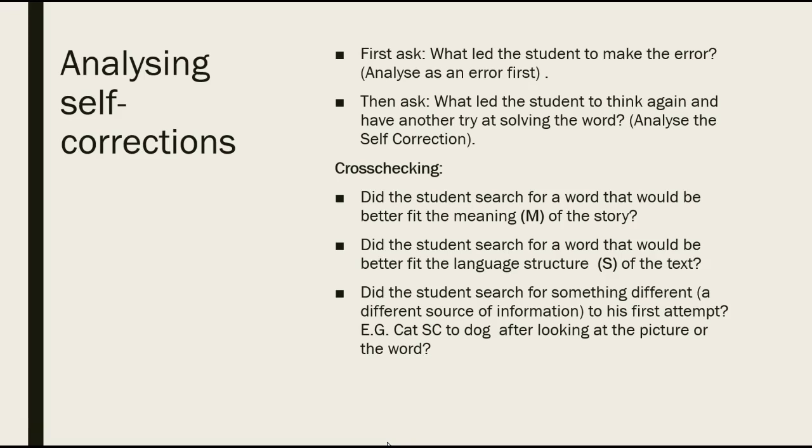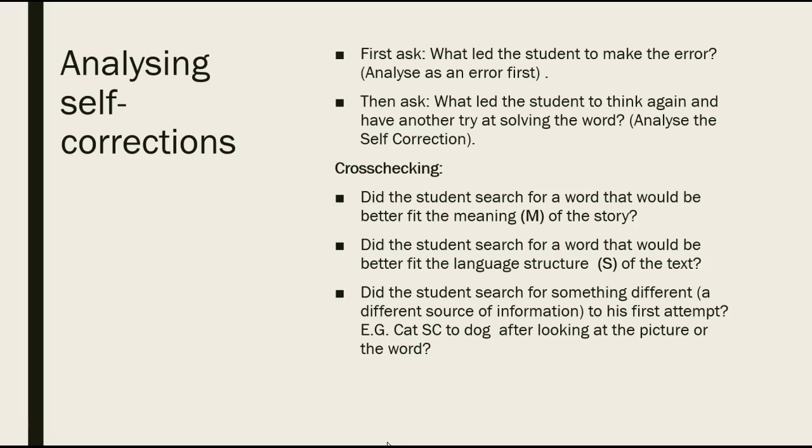Finally, we analyse the self-corrections. First ask, what led the student to make the error? So we analyse every self-correction twice, first as an error. Then ask, what led the student to think again and have another try at solving the word? So that's analysing the self-correction.